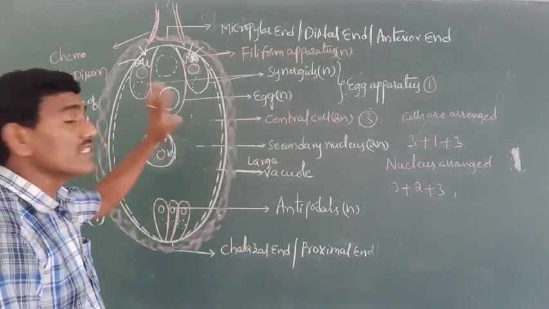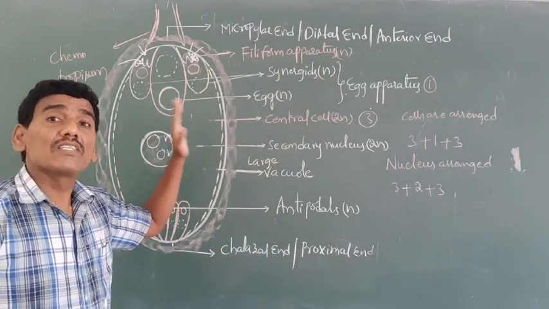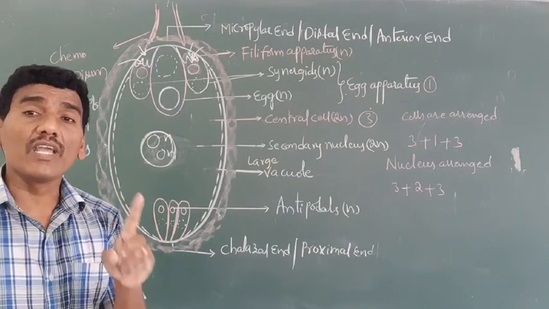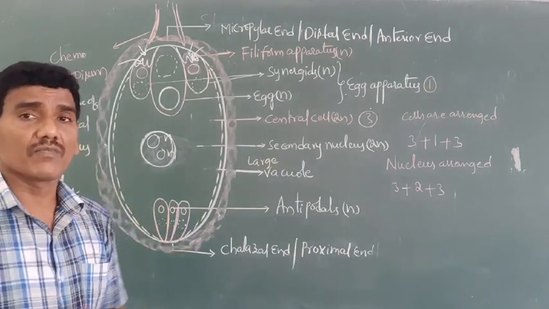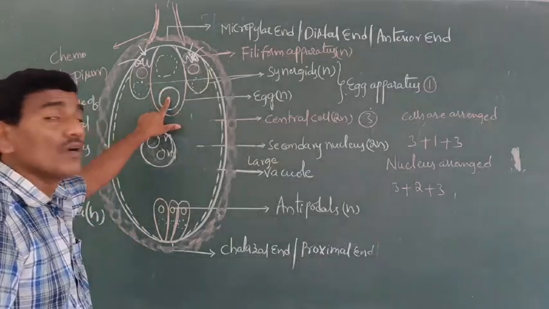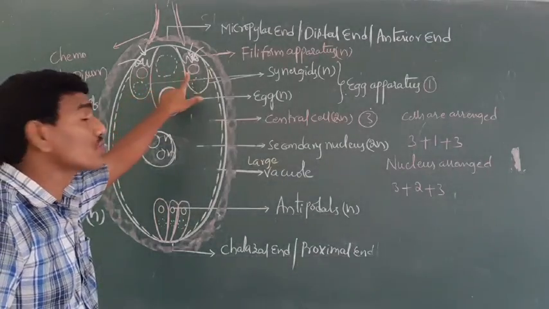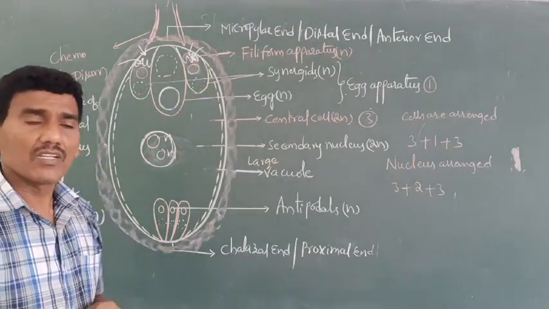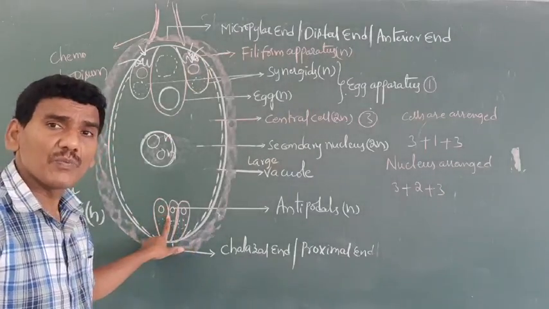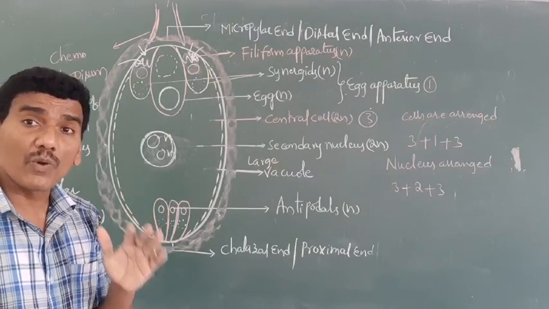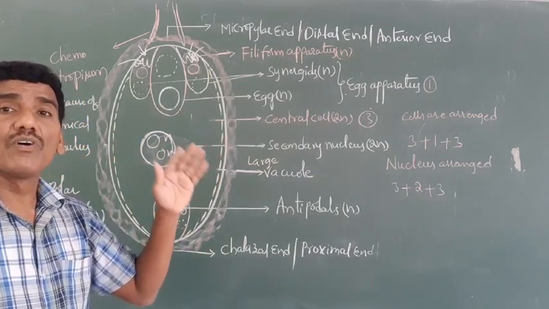This is one complete structure of the embryo sac. For the formation of one embryo sac, one meiosis division. For the formation of one egg cell, one meiosis division. For the formation of two synergids, one meiosis division. For the formation of three antipodals, one meiosis division. This is also one of the important points regarding the structure of the embryo sac.